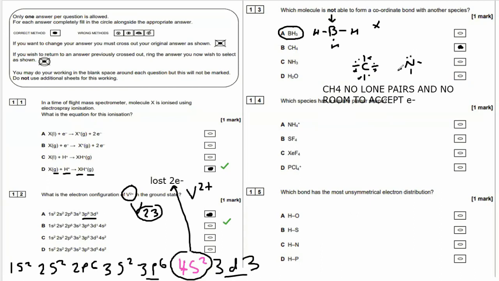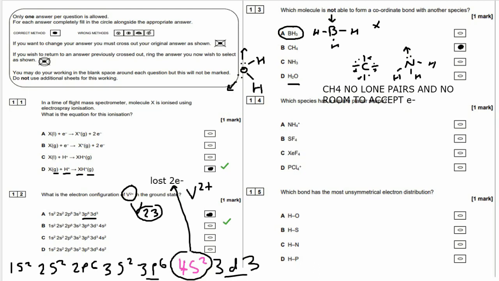And then if we look at our lovely H2O, water, or oxygen, sorry, is in group 6, so it has 6 electrons on the outer shell. 2 of those 6 electrons are bonded, so there are 4 electrons, 2 lone pairs available for coordinating or donating to other species. So there we go. That's why the answer is methane. No room, no lone pairs.